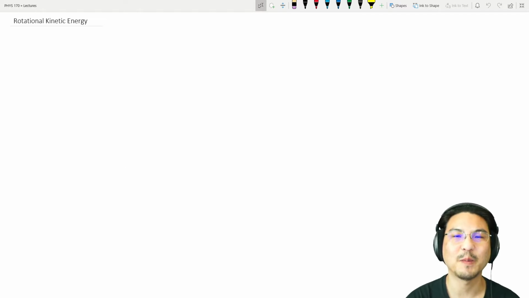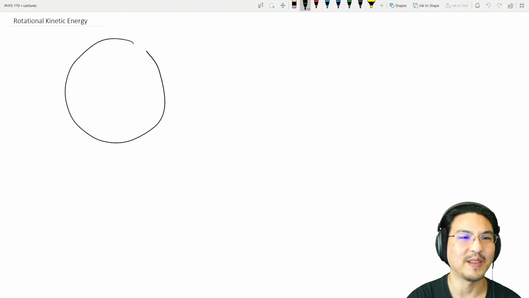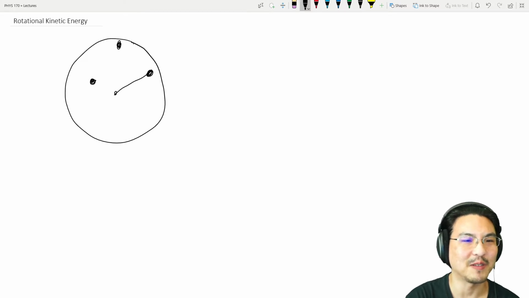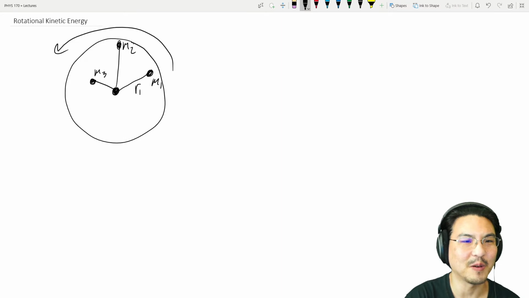Hey everybody, let's talk about kinetic energy for objects that are rotating. Let's consider, for now, some kind of massless disk, and let's say we attach 3 different point masses to this disk, and then the entire thing rotates counterclockwise, say this way. So this is the rotational axis, and here's some mass 1, mass 2, mass 3 at some radius r1, this is at radius r2, r3, right?